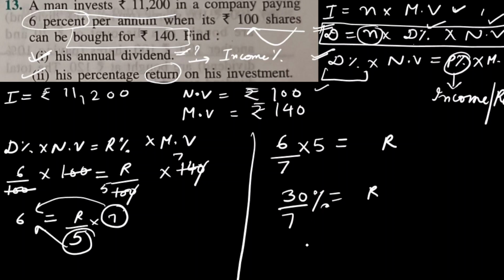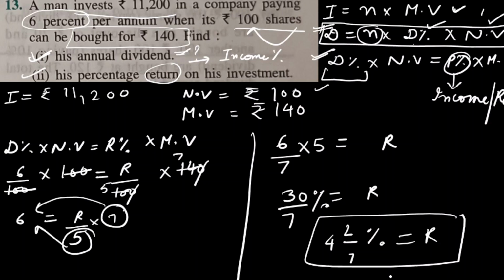If you want, you can convert into a mixed fraction. So the mixed fraction will be this. 4 into 7 is 28. 28 plus 2 is 30. This is equal to the return percentage. Right. You can convert into decimal also. You can write it in fraction also. So no issues. Now let's do the next question. We have completed question number 13. Let's move towards the next question.